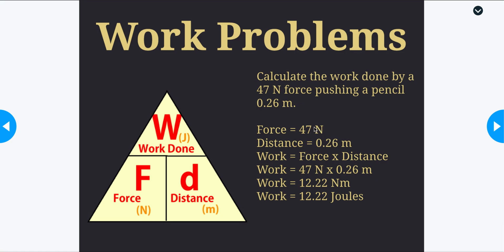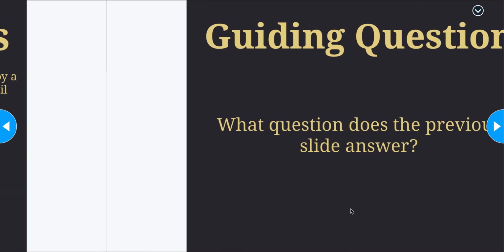We go ahead and plug in the numbers we have. 47 newtons for force, 0.26 meters for distance. 47 times 0.26 is 12.22. Newtons times meters combines to Newton meters, and remember, we need to simplify that to joules. So the work done was 12.22 joules. Alrighty, so that's how you do that problem.